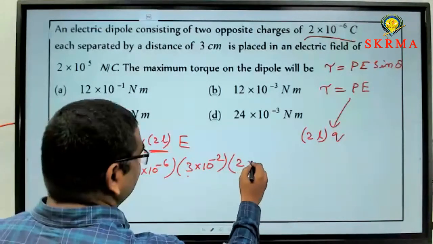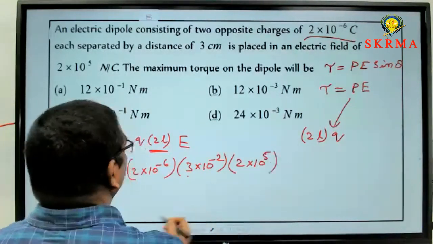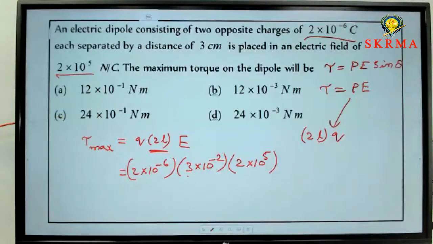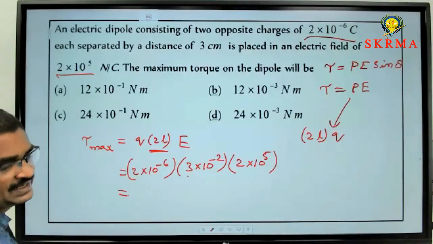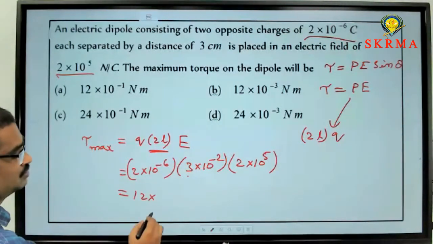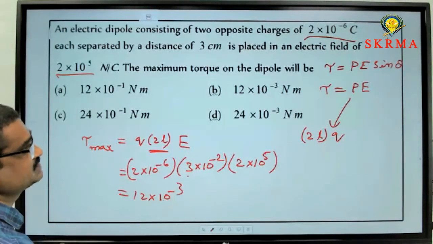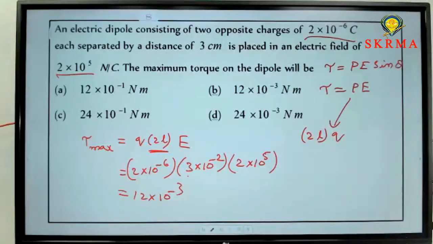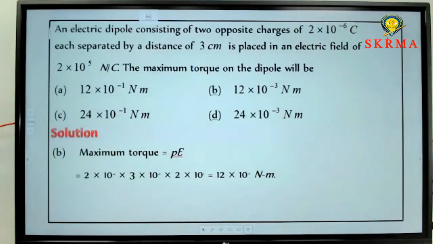Next, the electric field value is how much? 2 into 10 power 5. We gave the electric field as 2 into 10 power 5. Now solve this one further. 2 into 3 is 6. 6 into 2 is 12. 12 into 10 power minus 3. So which option is the correct one? Option B is the correct one.